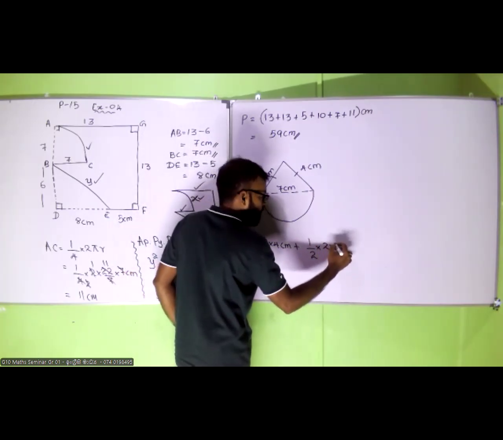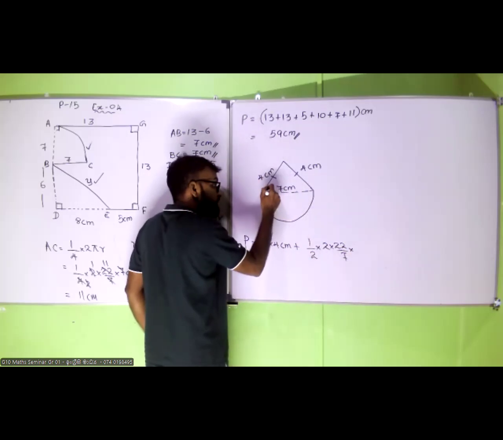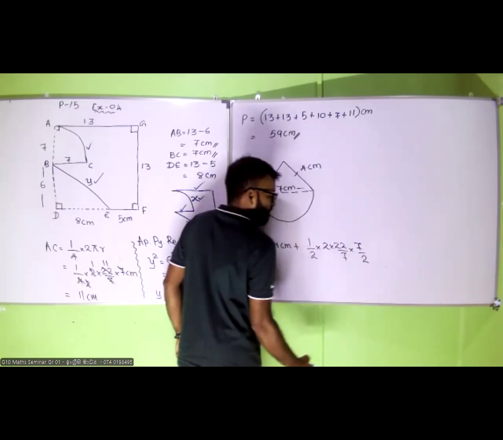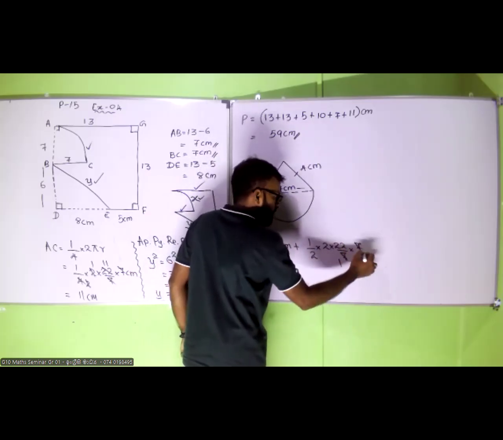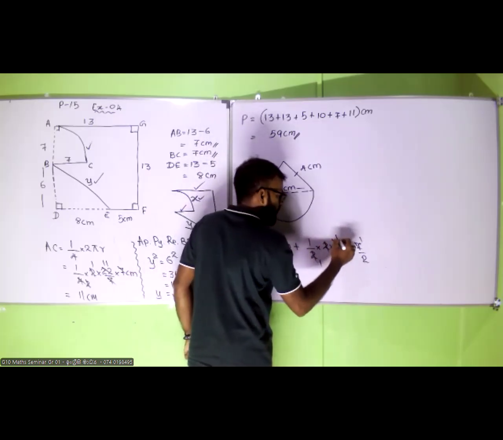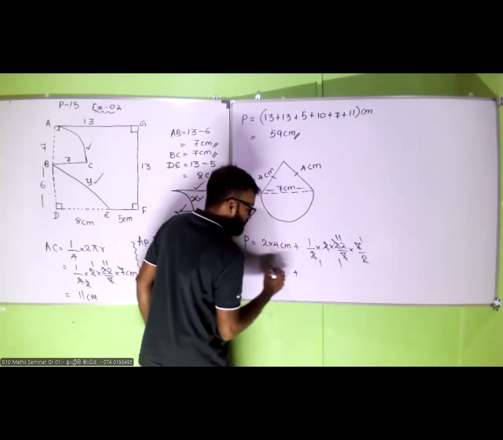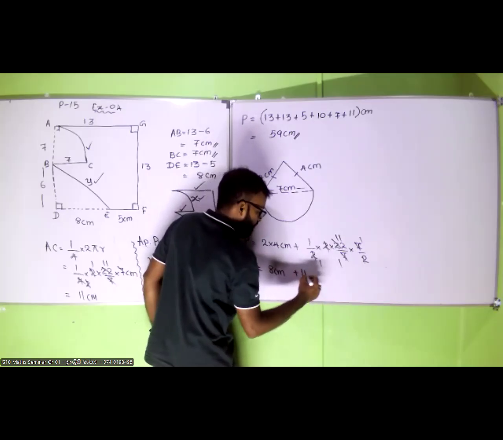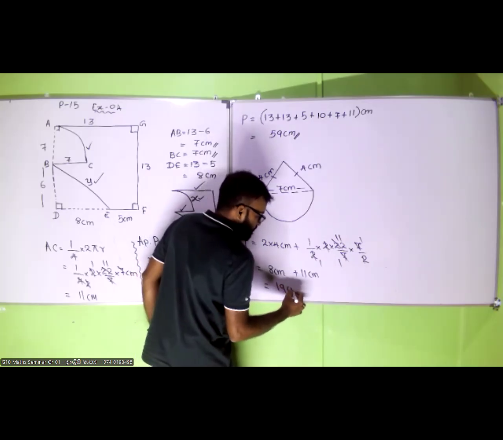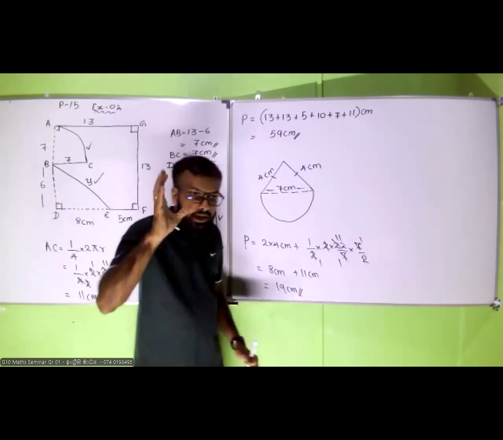2πr, 2 times 22/7 r. This is the diameter, so r means 7 divided by 2. Right? 7 times 1, 7 times 1, 2 times 2. 2 times 1, 2 times 11. 2 times 4, 8 centimeters. Plus 11. 19 centimeters. Right. Done.